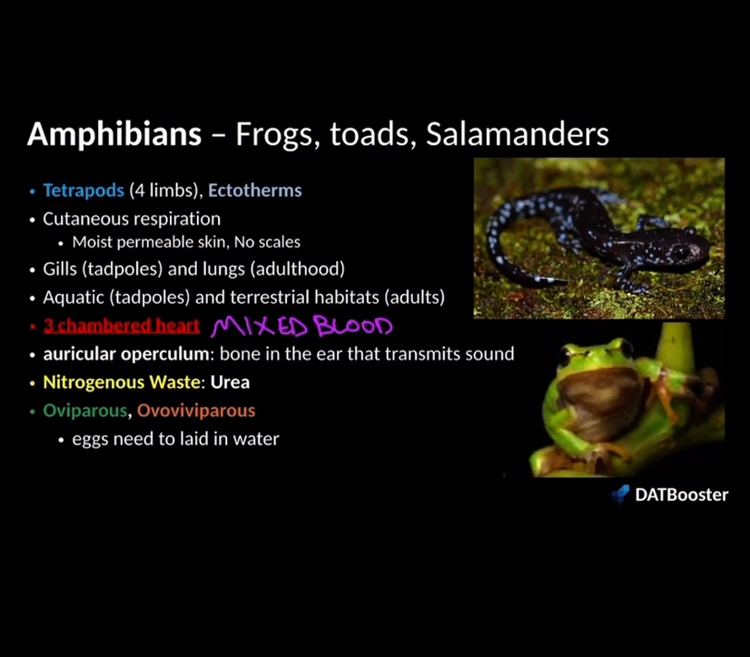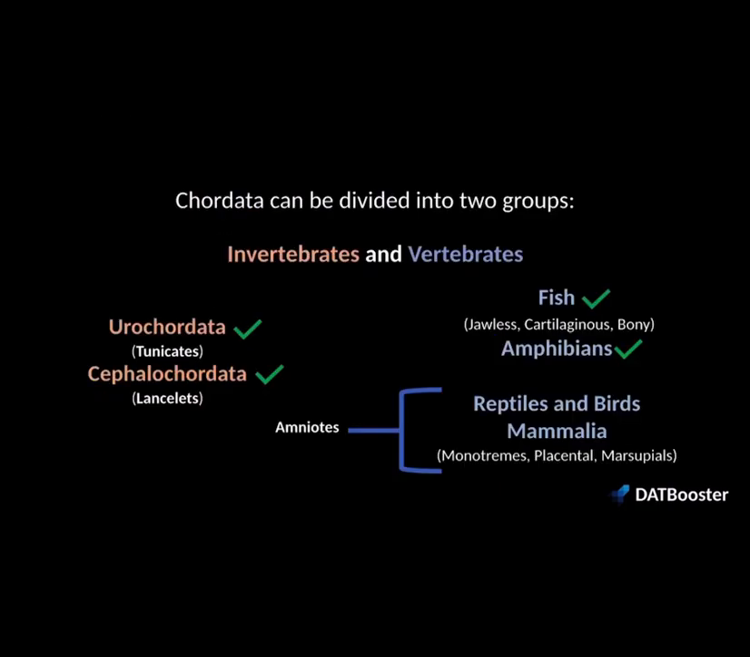Then lastly, for their nitrogenous waste, they excrete urea, just like us. And then they also have oviparous and ovoviviparous methods of producing offspring, so both types that involve an egg. And the reason for this is because all their eggs need to be laid in an aquatic environment. They need to be laid in water. So it makes sense because tadpoles are found in the aquatic environment, and when they grow up, they live in a terrestrial habitat. Okay, so we're almost done.